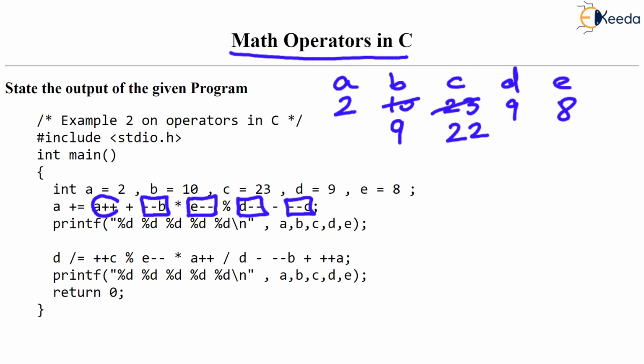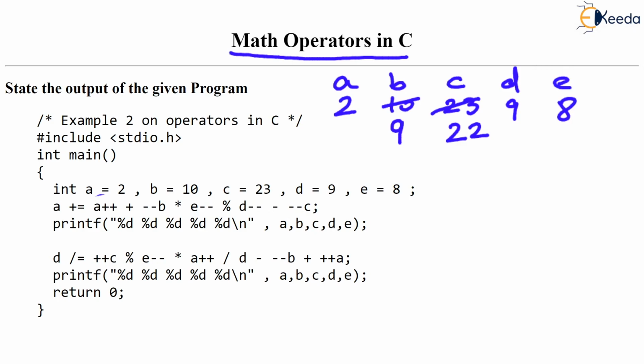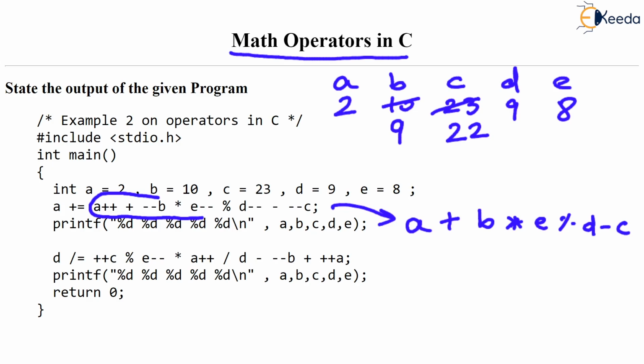We are still solving the right hand side of this expression, and we have considered all the prefix operators. Now let us solve the right hand side and only take the basic variables on the right hand side. I am marking the entire right hand side over here. So what is the right hand side? A plus B into E percent D minus C. You are taking only the variables separated by the operators.